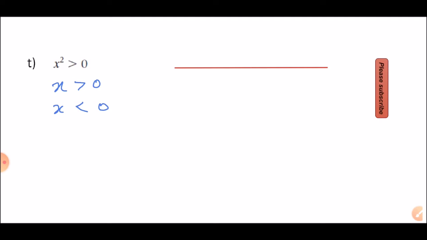Because it's 0, we just draw 0 on the number line, and this bit tells me x has to be greater than 0. There's no equal sign, so we don't shade it in, we draw a circle, and then this bit here tells me x is less than 0, so the arrow goes like this. So the solution on the number line is this.